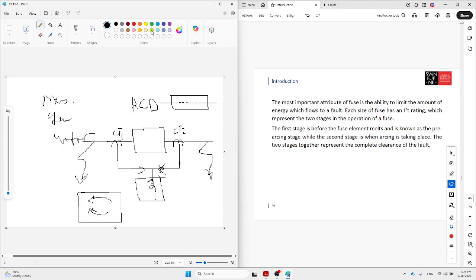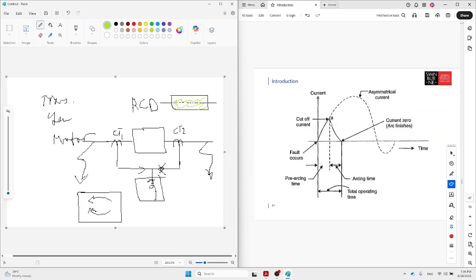And inside this one is filled with material such as quartz or soil or some other material, salt can be, okay? So the action of that one is to quench the arc of the fault. So when we have a fault, we have an arc. Just look at this one. This is the current and this is the time.